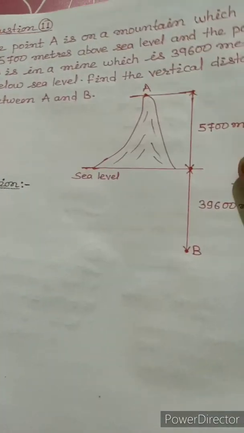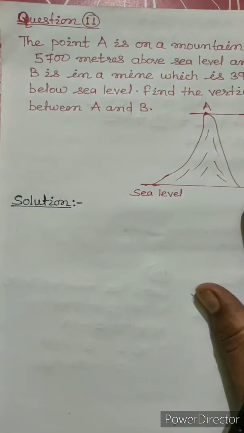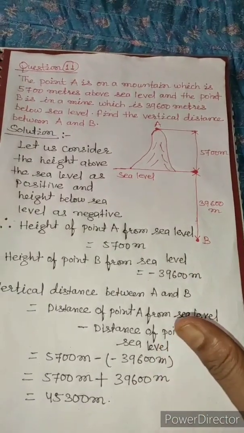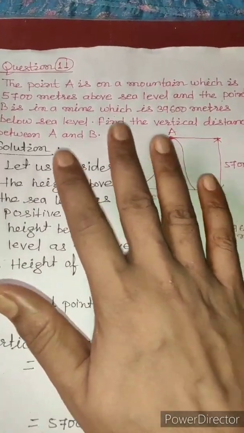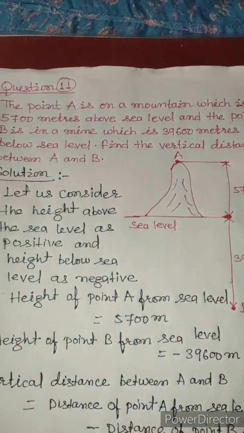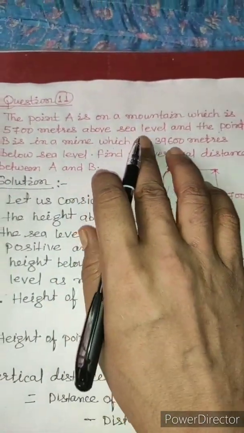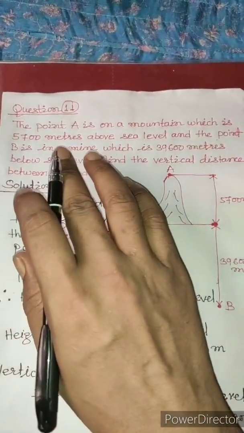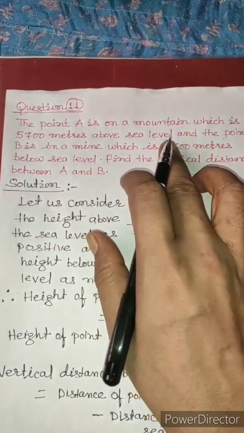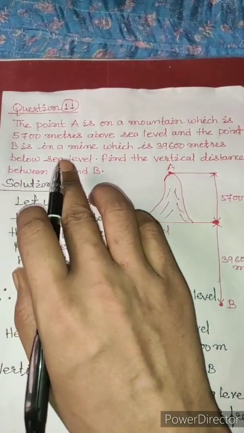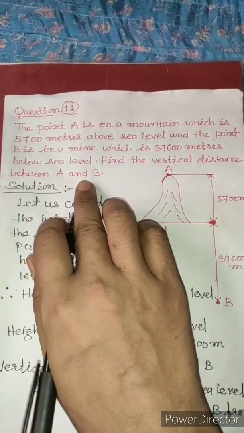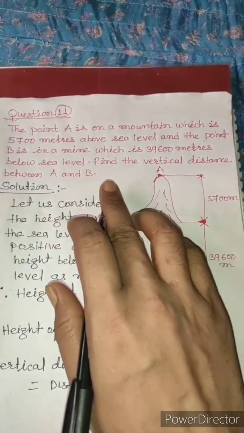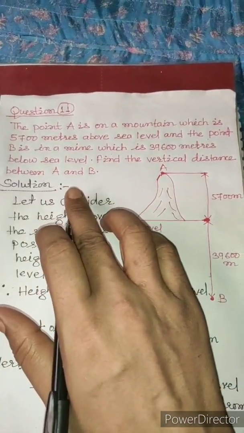Now I am going to explain question number 11. What is question number 11? Please try to understand. Question number 11 I am going to read here. The point A is on a mountain which is 5,700 meter above sea level, and the point B is in a mine which is 39,600 meter below sea level. Question: find the vertical distance between A and B.